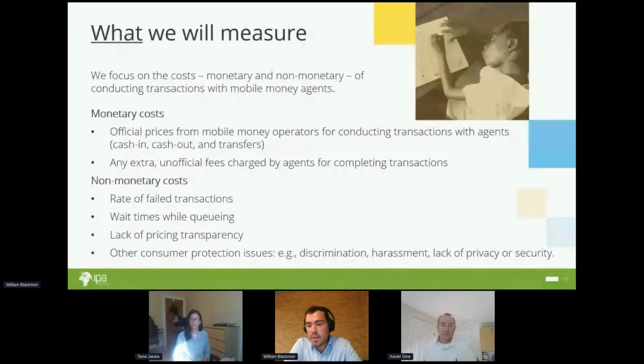So as I mentioned, monetary costs, we can break this into both the official fees that are collected by the providers themselves, plus any government taxes, versus extra unofficial fees charged by agents directly for completing the transactions. And then non-monetary costs include issues such as failed transactions, long queuing times, lack of pricing transparency, consumer protection issues, discrimination, harassment, lack of privacy, security, those sorts of issues.